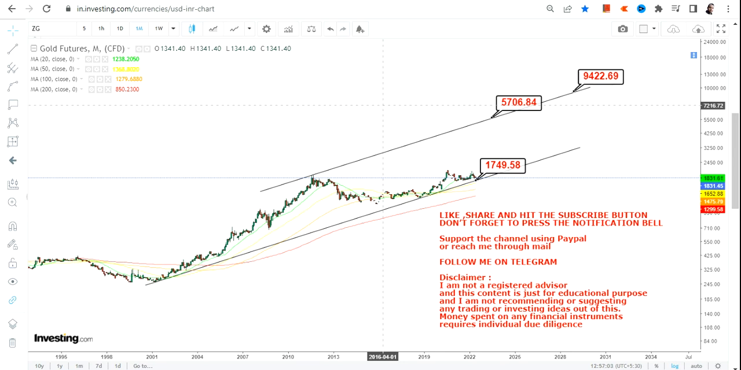What we need to make sure is that gold futures must not fall below 1750. If it does fall, then we will wait again for the trend to move higher and close above 1750. If it does, then we have a big or long term trend in the years to come, and I have explained the same to you. So this is the end of the video.